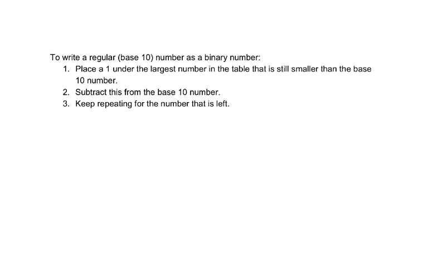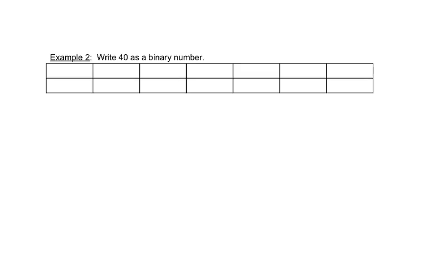So to write a base 10 number as a binary number, we'll put a 1 underneath the biggest number in the table that's still smaller than our number. We'll subtract that from the base 10 number, and we'll keep repeating that until a number is left. So it's harder to explain it than it is to do it. So here, first of all, let's fill in the top row with our numbers. We have to start with a 1, and then we multiply by 2 every time. So 2, 4, 8, 16, 32, 64.